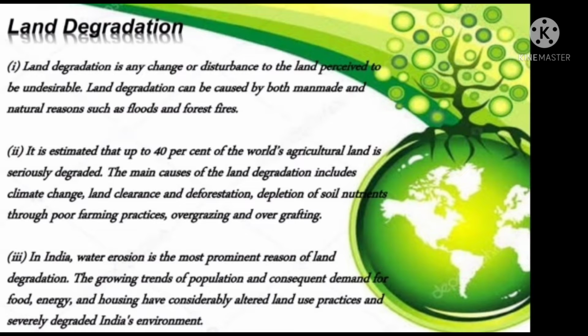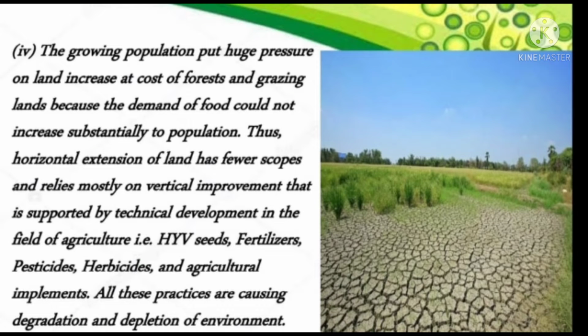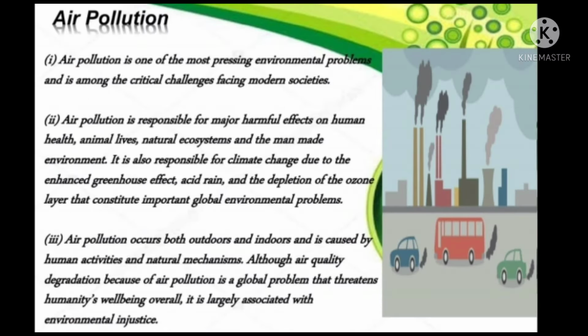The growing trends of population and consequent demand for food, energy, and housing have considerably altered land use practices and severely degraded India's environment. The growing population puts huge pressure on land, increasing at the cost of forest and grazing lands. Because the demand for food could not increase subsequent to population, horizontal extension of land has fewer scopes and relies mostly on vertical improvement that is supported by technical development in the field of agriculture, i.e. HYV seeds, fertilizers, pesticides, herbicides, and agricultural implements. All these practices are causing degradation and depletion of the environment.